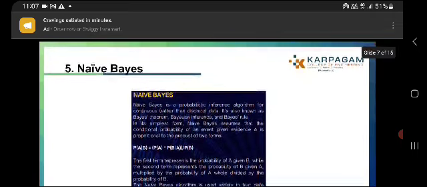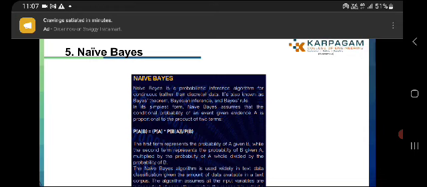And the next best algorithm is the naive Bayes algorithm. The naive Bayes classifier is a supervised learning algorithm which is used to make predictions based on the probability of the object. The algorithm is named naive Bayes as it is based on the Bayes theorem and follows the naive assumption that says the variables are independent of each other.